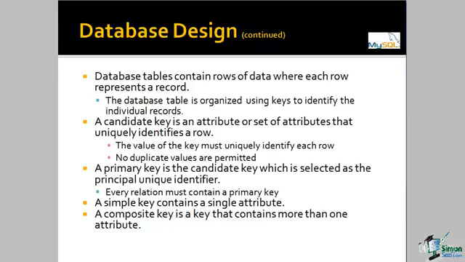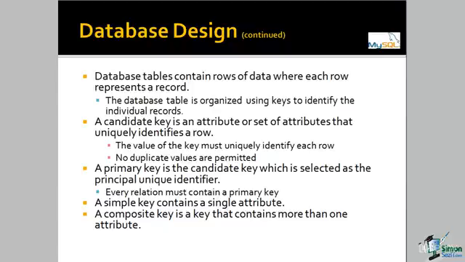When we talk about keys, there are candidate keys, which can be a single attribute or a collection of attributes that uniquely identify the row. There could be more than one candidate key. We select one of those candidate keys to be the primary key. That is the key that will be used to uniquely identify the row.